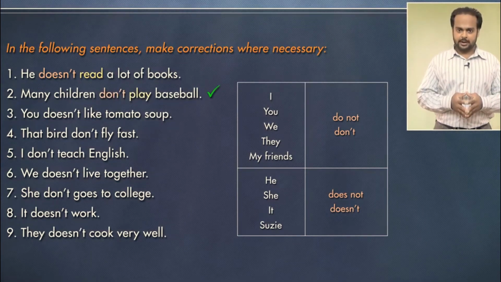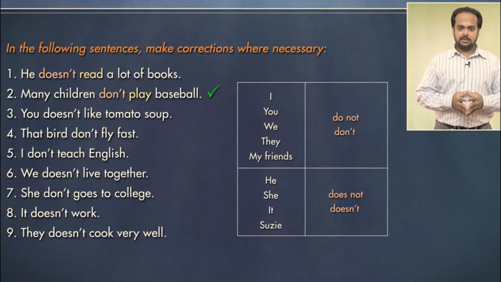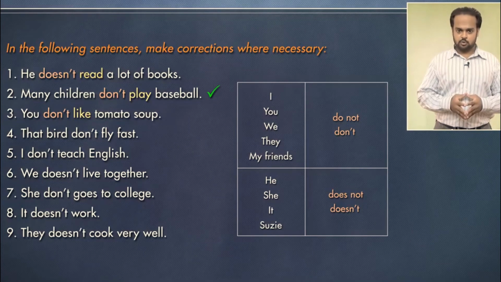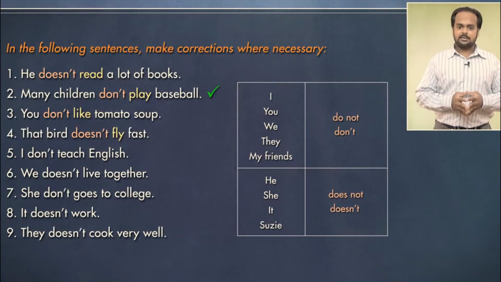Number 2 is correct. We have a plural subject. Many children don't play baseball. Number 3 is wrong. For you, the correct negative form is don't. So you don't like tomato soup. Number 4 is also wrong. That bird is a singular noun, so we need doesn't here. That bird doesn't fly fast. Number 5 is correct. I don't teach English.